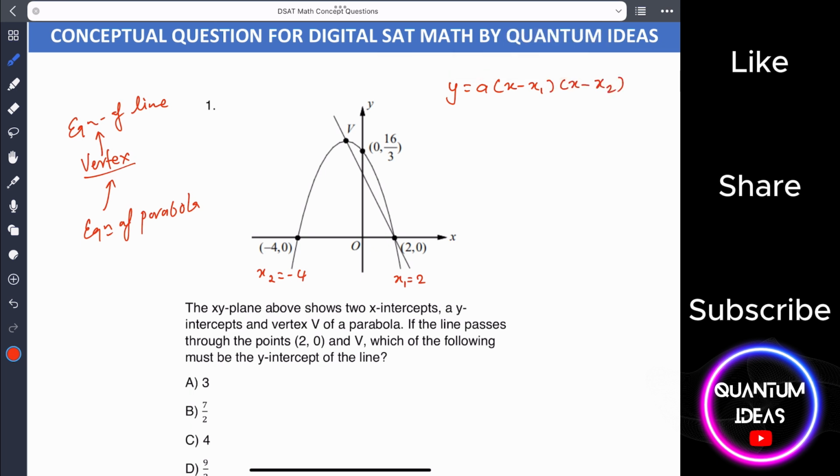Now let's plug in x1 and x2, which are given in the graph. If you are confused, you can see that x2 is -4 and x1 is 2. Let me take x1 as 2, so x minus 2, and x minus -4 will be x plus 4. So the equation is y equals a(x plus 4)(x minus 2), but the parabola equation is still incomplete because there is an unknown value of a. Since a is not determined yet, we call it the vertical dilation factor. So we have to find the vertical dilation factor.